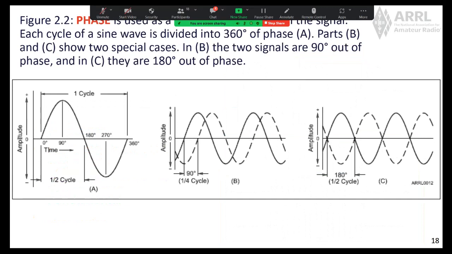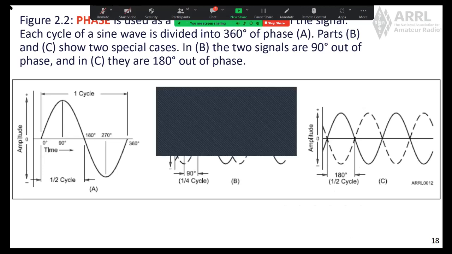Phase is used as a measurement of time within the signal. Each cycle of a sine wave is divided into 360 degrees. Part A, Part B and C show two special cases.